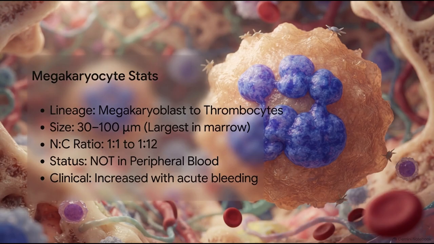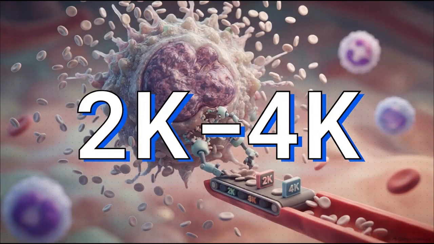You won't find these in peripheral blood, but their marrow numbers will surge during acute bleeding or periods of high platelet demand. The reason this cell is so massive is its endgame. A single colossal megakaryocyte will quite literally fragment its own cytoplasm to yield an incredible 2,000 to 4,000 individual platelets straight into circulation. It's like a biological factory.